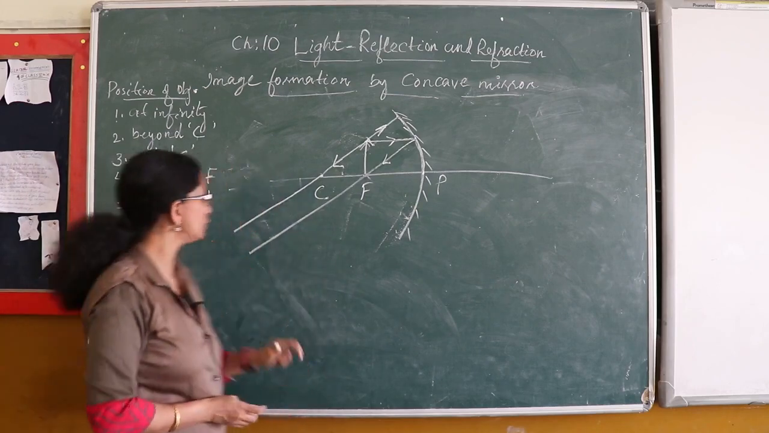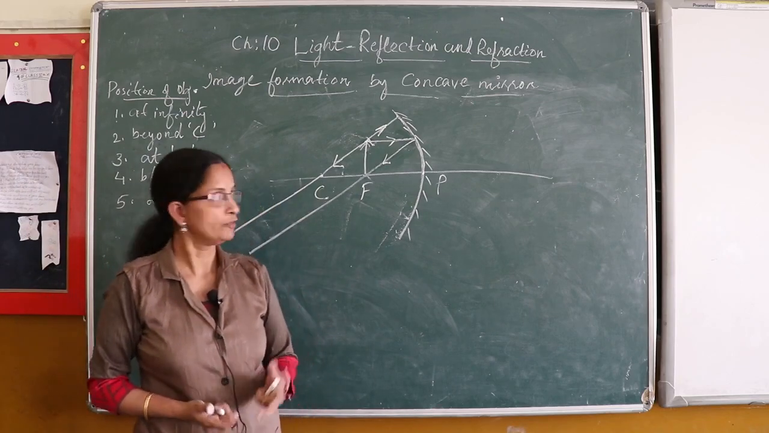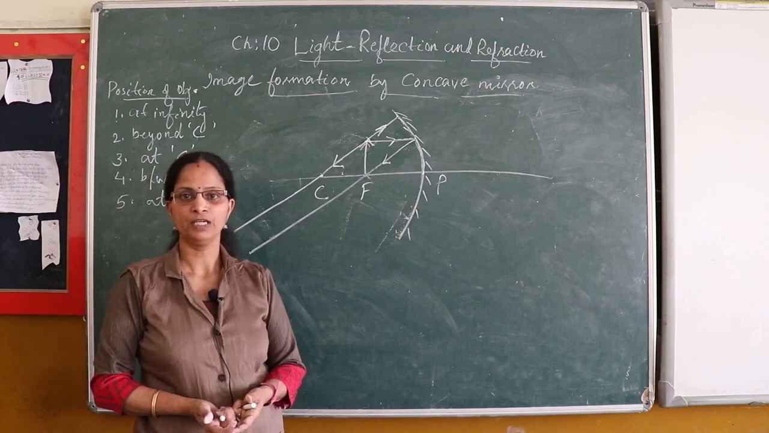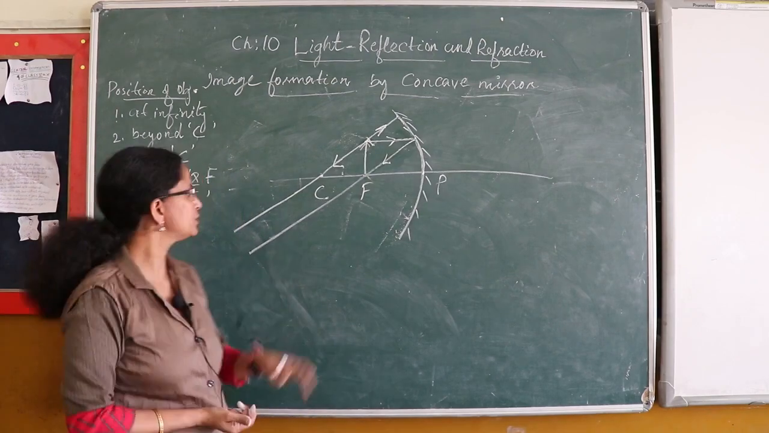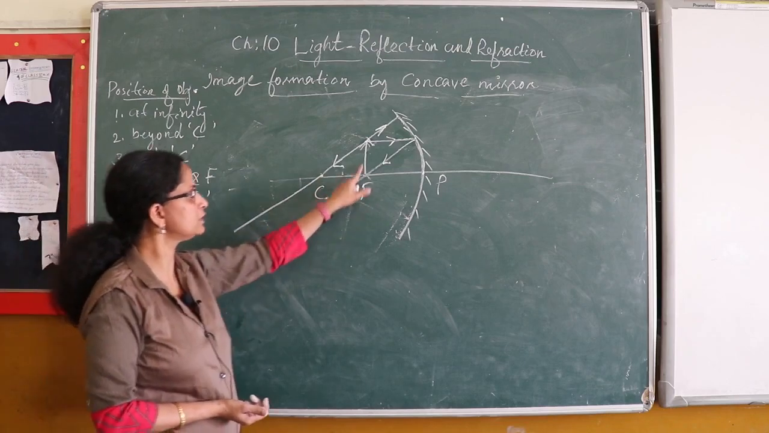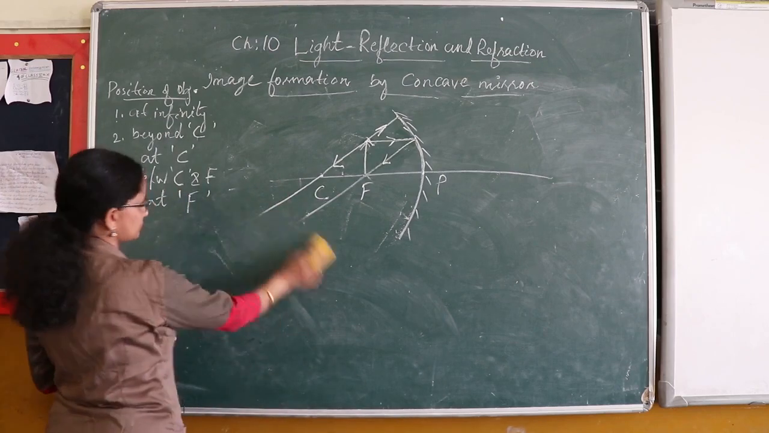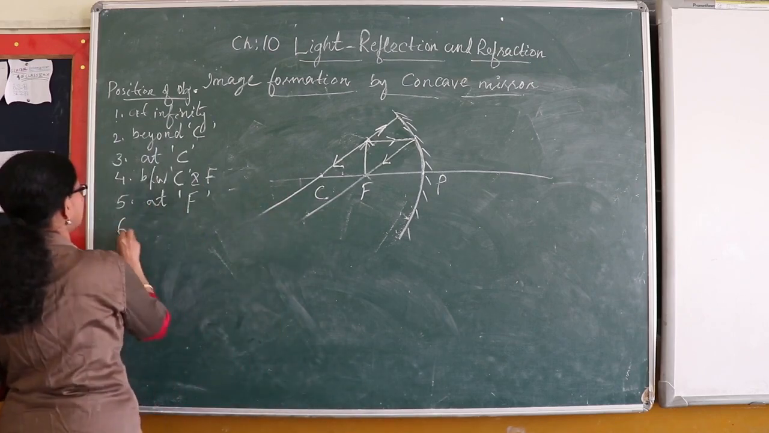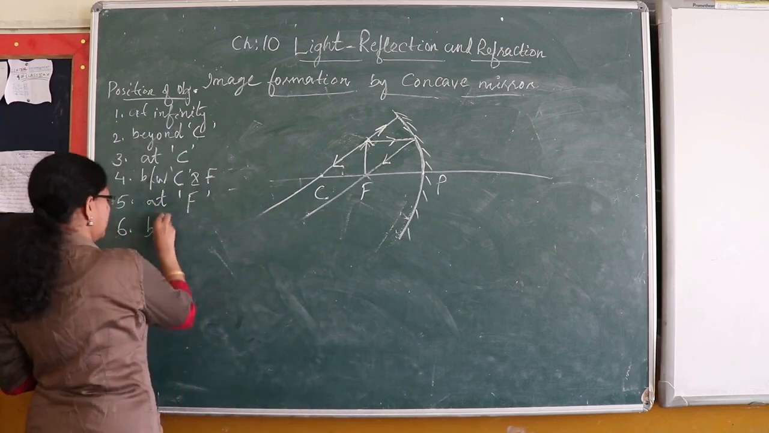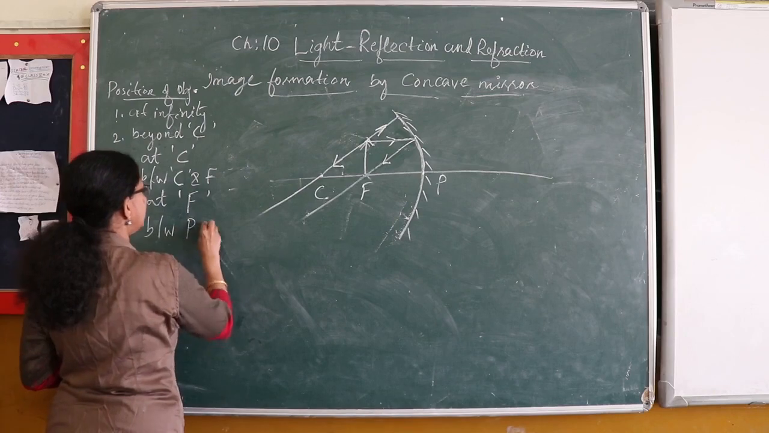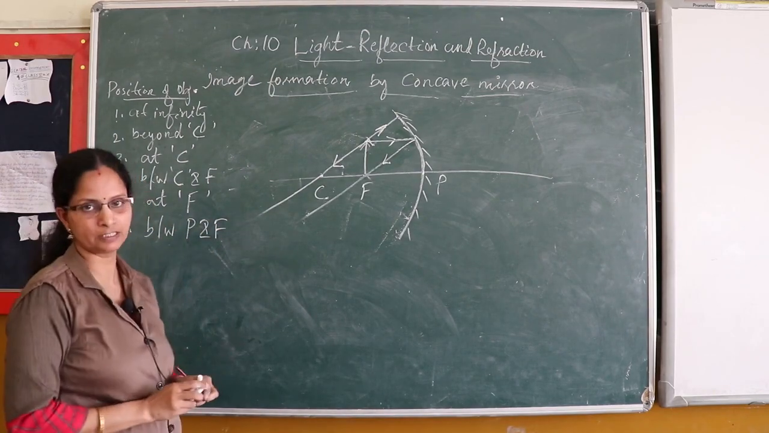So the characteristics of the image formed when the object is at F are: the position of the image is at infinity, an enlarged, real and inverted image is formed at infinity when the object is kept at principal focus. Now, moving to the last situation. The last situation is when the object is between P and F, meaning between the pole of the mirror and the principal focus.